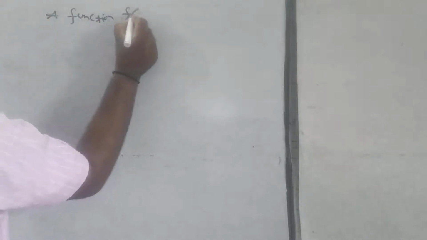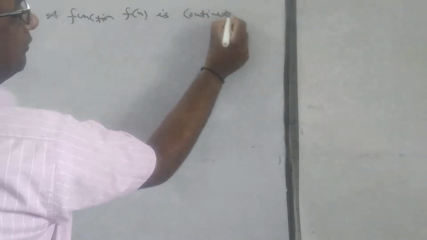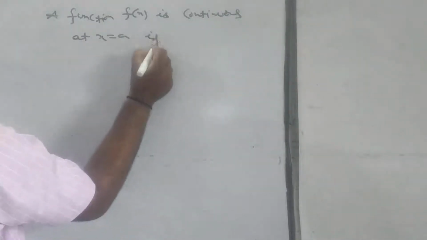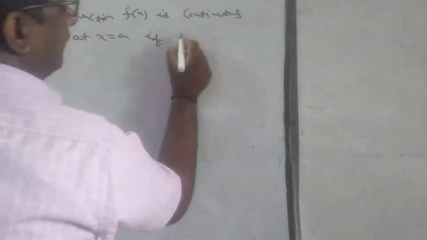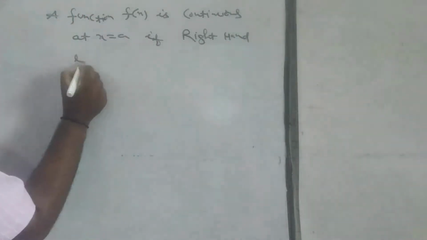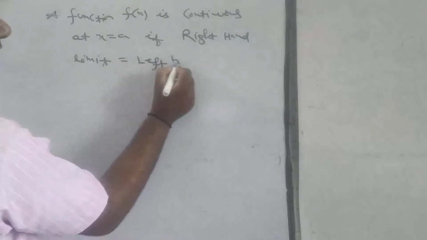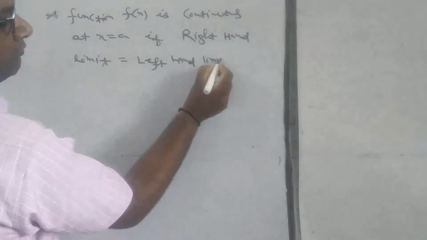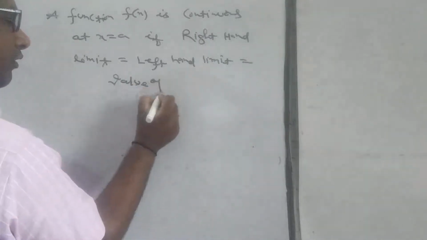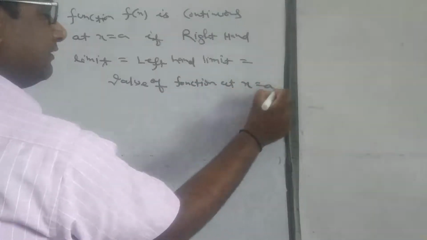A function f(x) is continuous at x equal to a if right hand limit is equal to left hand limit is equal to the value of the function at x equal to a.